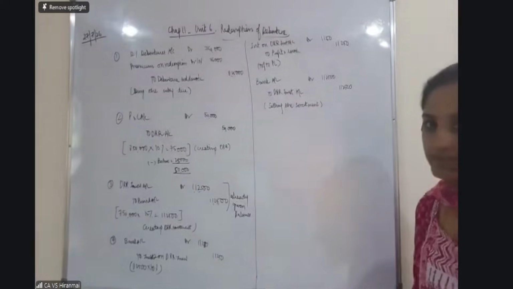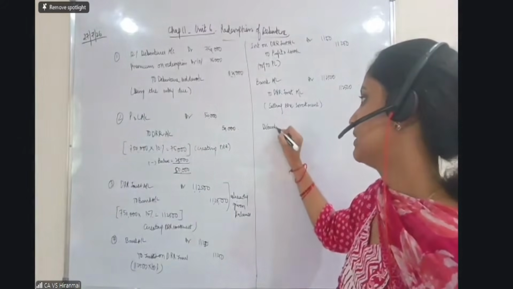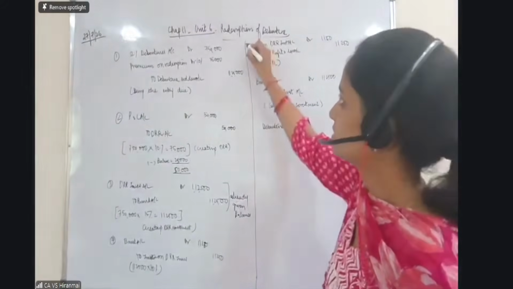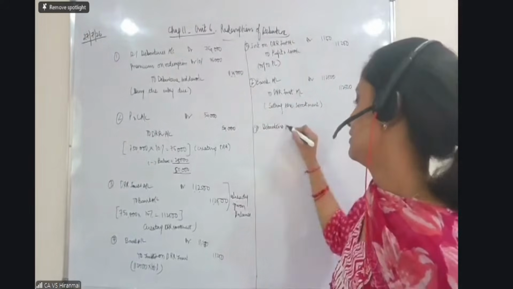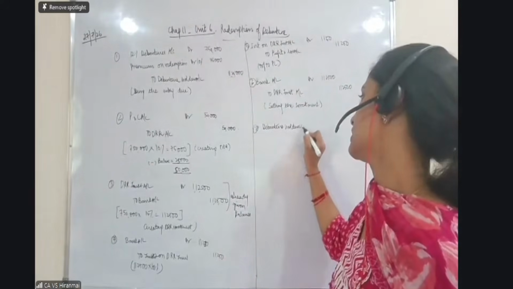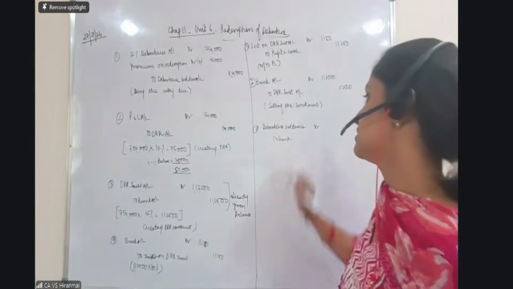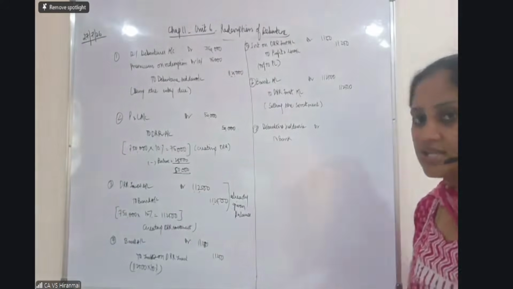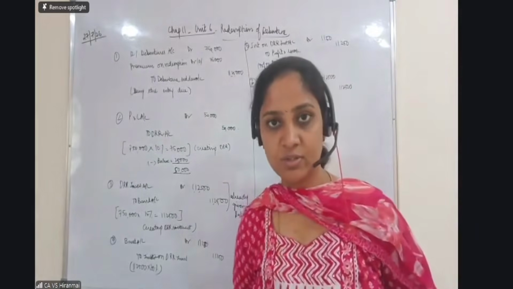Now I will pass the debenture holders' payment entry. 1, 2, 3, 4. This is the fifth entry, sixth entry, seventh entry. Debenture holders account debit to bank. Does the bank have enough balance? Yes, the bank already has a balance of 7,50,000, which is given to you in the question.